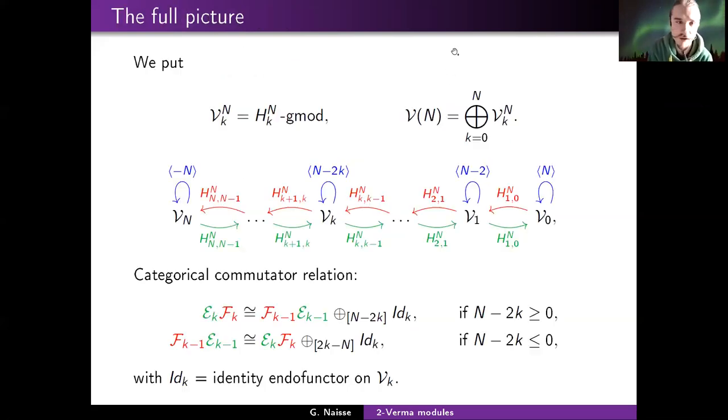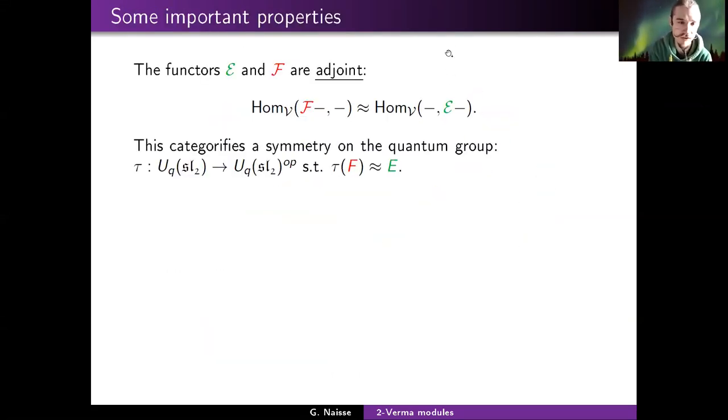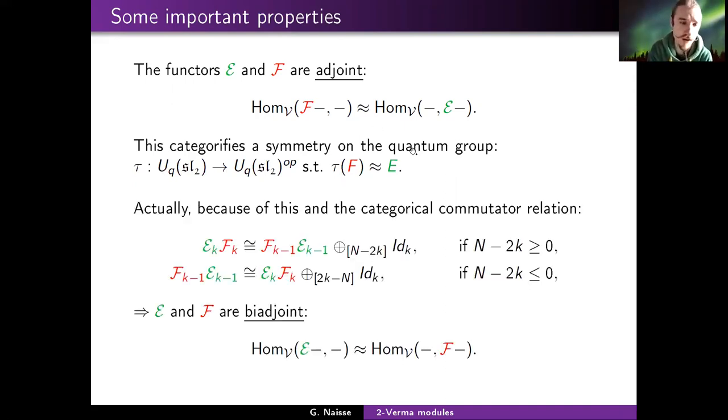And also I must tell you some important properties of this categorification is that the functors E and F are actually adjoint. So F is left adjoint to E, and this actually categorifies some symmetry on the quantum groups. So basically on the quantum group, you have an important anti-automorphism that essentially sends F to E. I mean, you need to multiply by some coefficient like QK or something, but essentially you send F to E.